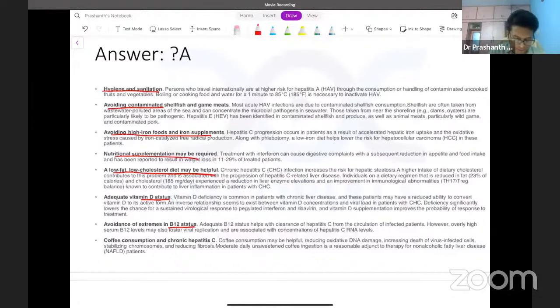Coffee consumption and chronic hepatitis C: they have told that coffee consumption may be helpful by reducing oxidative stress. So these are some data about food and hepatitis. If you have any of these points in a question that comes on a similar topic, be ready to answer them. But diet-wise, we do not tell them much. These are the warnings that we just tell them.